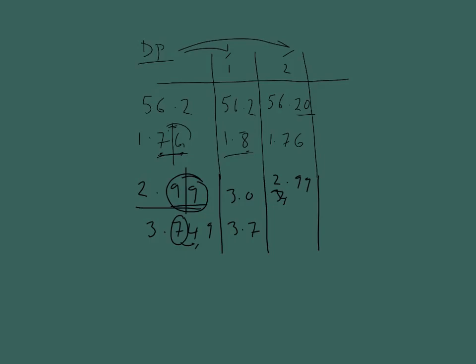2 decimal places will be 3.74. Is it closer to 3.74 or 3.75? You look at the next number and it's a 9. So it goes up, 3.75. And that's decimal places in a nutshell.